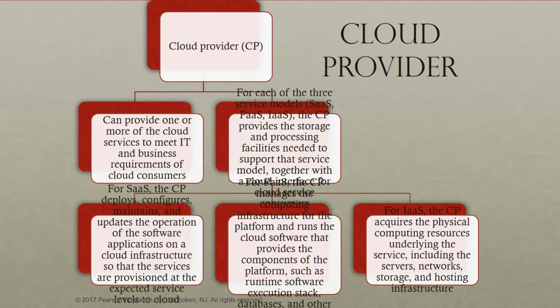For IaaS, the CP acquires the physical computing resources underlying the service, including the servers, networks, storage, and hosting infrastructure. The IaaS cloud consumer, in turn, uses these computing resources, such as a virtual computer, for their fundamental computing needs.